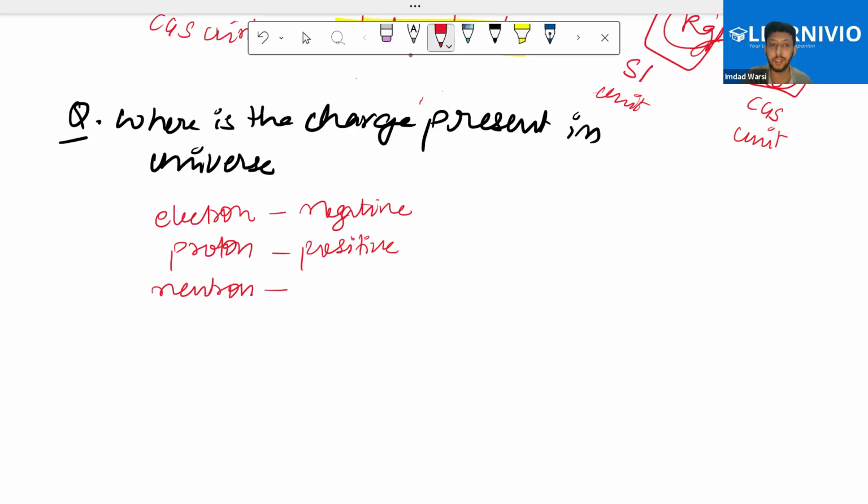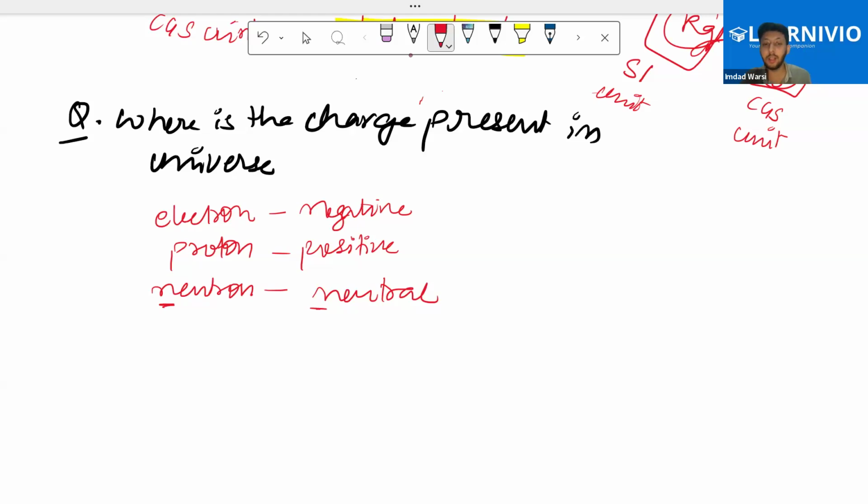Have you heard about neutron? Neutron has neutral charge. N for neutron, N for neutral. Tell me, what is the charge of electron? It's negative. And the charge of proton? It's positive. And neutron is neutral.